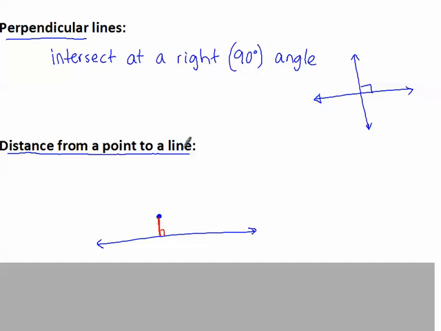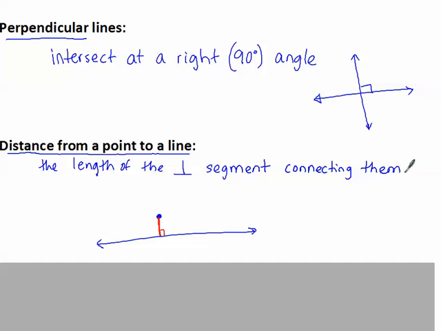The distance from a point to a line is the length of the perpendicular, remember that symbol means perpendicular, segment connecting the point and the line. So again, in my picture, from the point to the line, I drew a segment that is perpendicular to the line. It is the length of that segment that is the distance. So remember the symbol for perpendicular, the distance from a point to a line, we draw that perpendicular.